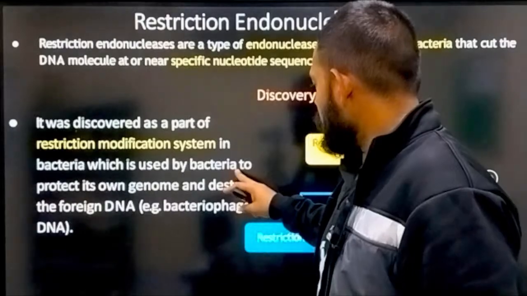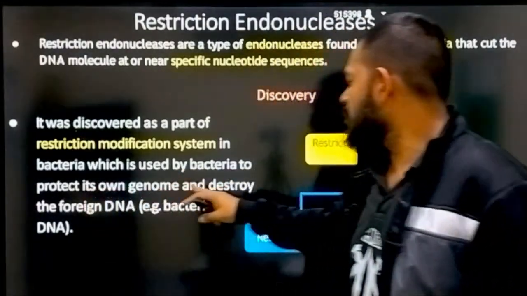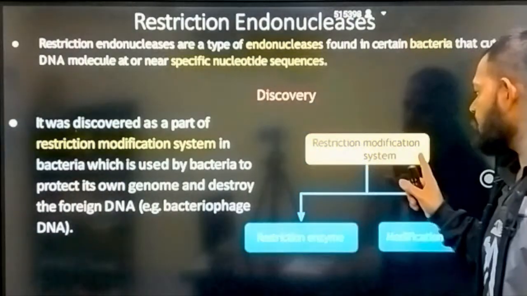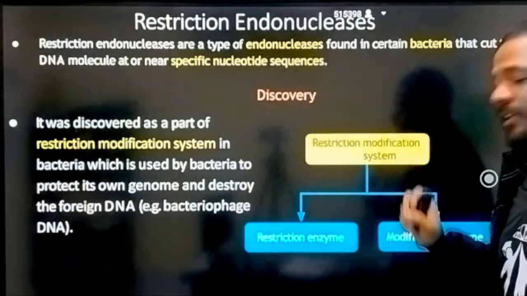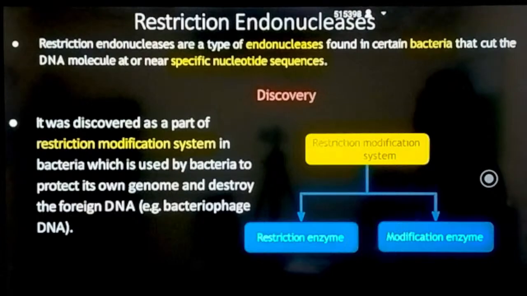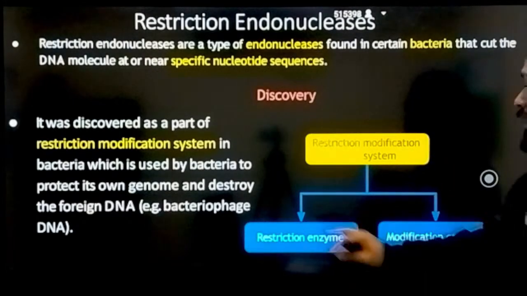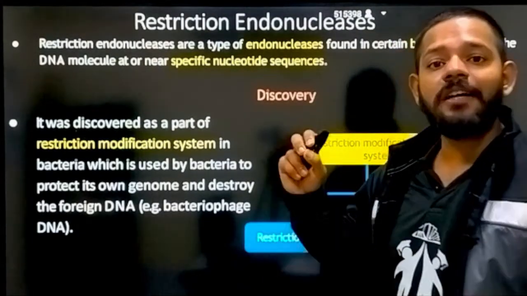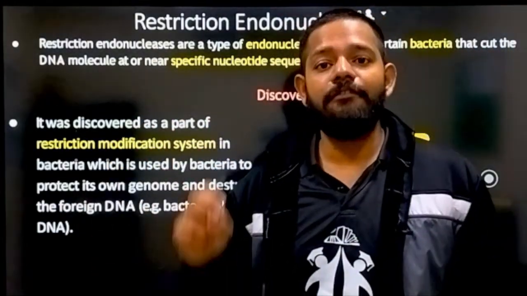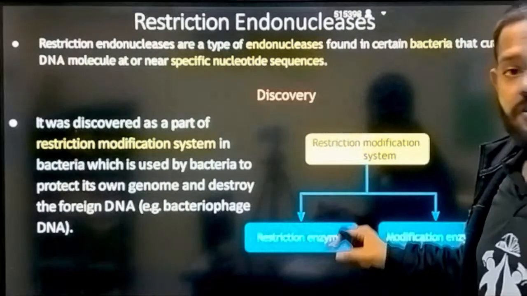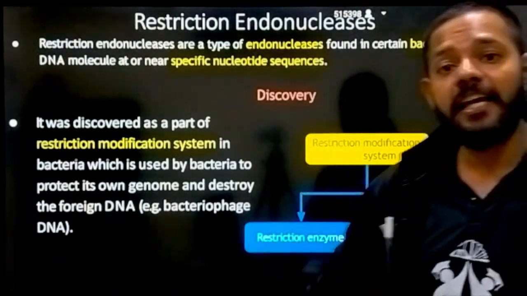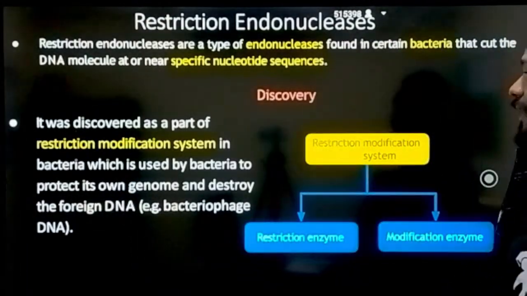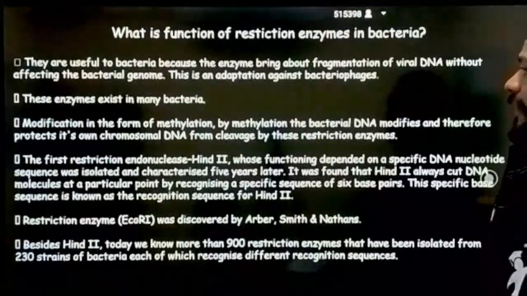Okay, so this is used by bacteria to protect its own genome and destroy foreign DNA, for example bacteriophage DNA. So the restriction modification system has two enzymes, restriction enzyme and modification enzyme. Two enzymes come under the restriction modification system. One is restriction enzyme, another one is modification enzyme. Restriction enzyme cuts your viral DNA, viral genome, while modification enzymes save the genome of bacteria from these restriction enzymes. Okay, let's see that thing in detail.